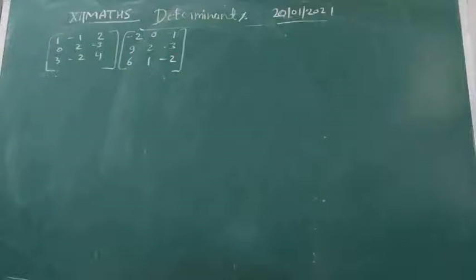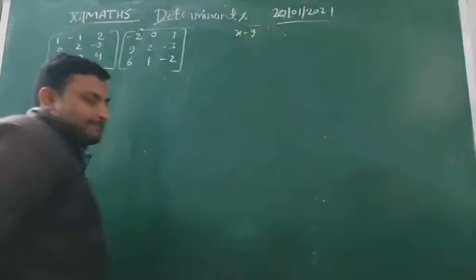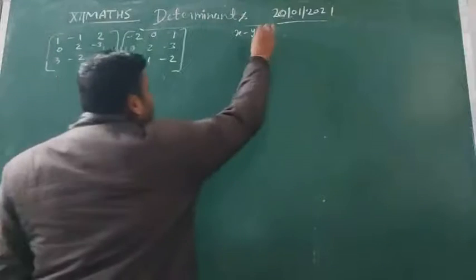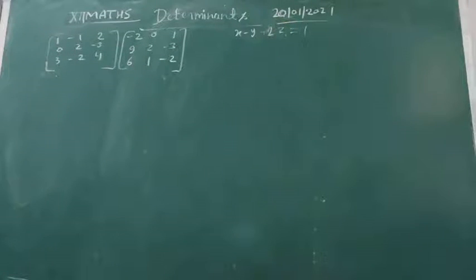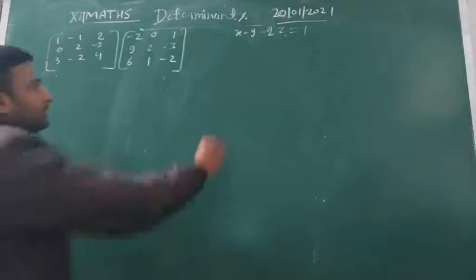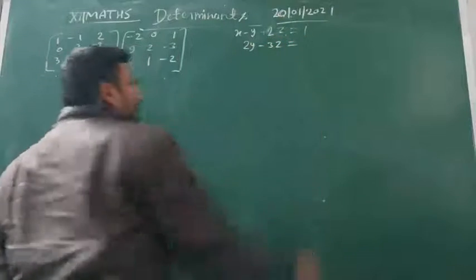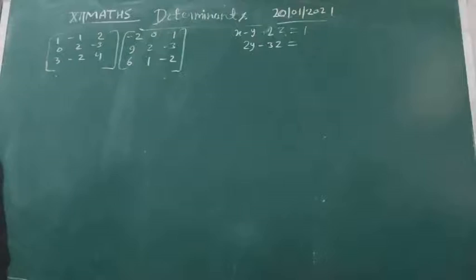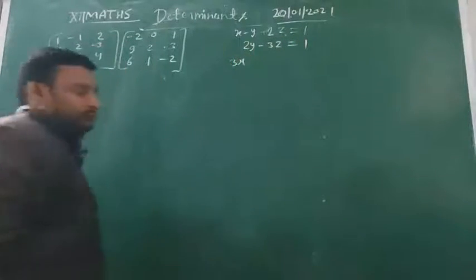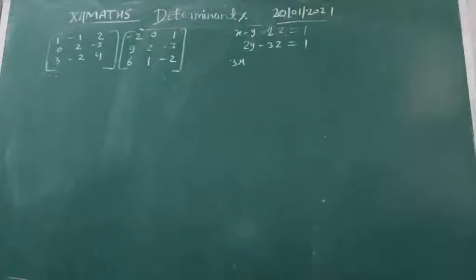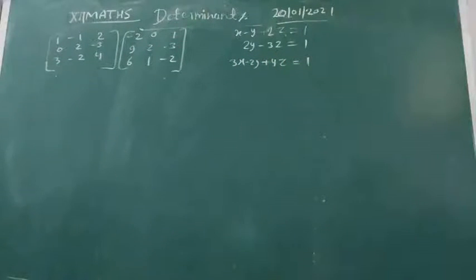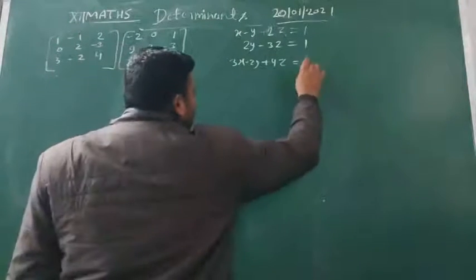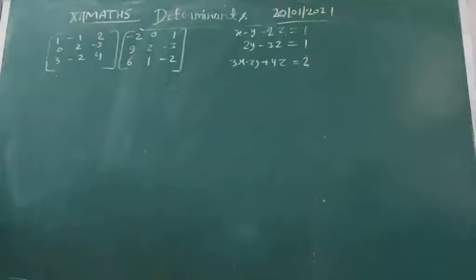Okay, students, using the product of these two, we have to solve the system of linear equations, which is x minus y plus 2z is equal to 1, and 2y minus 3z is equal to 1, and 3x minus 2y plus 4z is equal to 2.